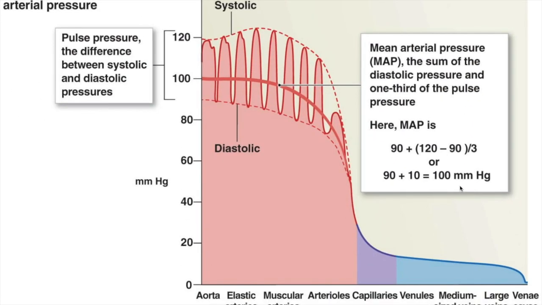The mean arterial pressure is a calculated average pressure. So the pressure in your arteries is going to go up and down every time the heart beats. That's what this jump is. Every time the heart beats, it increases the pressure, and then when the heart relaxes, the pressure drops back down. So mean arterial pressure is the calculated average pressure of the systolic, which is the maximum pressure, and the diastolic, which is the minimum pressure.